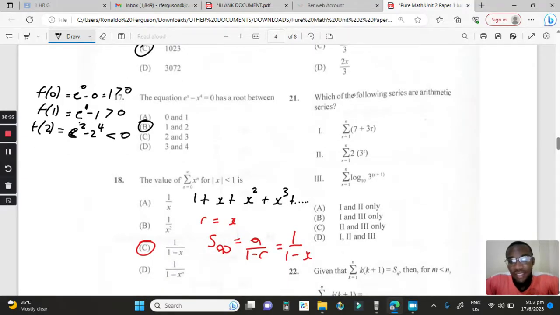Which of the following series is arithmetic? Notice this one, clearly arithmetic, anything with 1. This one clearly out, so anything with 2 out, so 2 out, 2 out, 2 out, it has to be B.